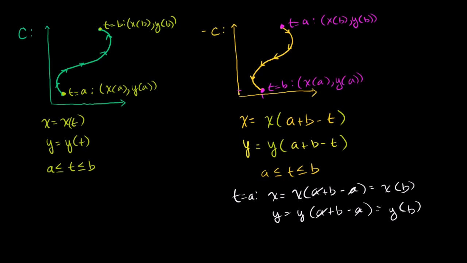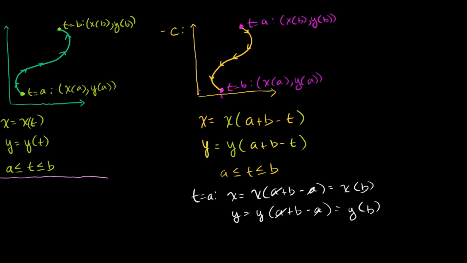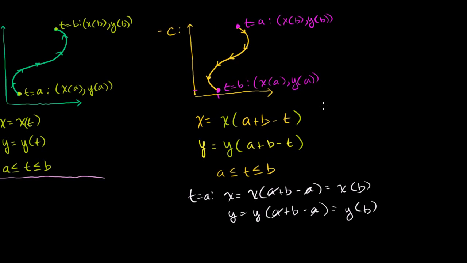And then we could do the exact same thing when t is equal to b. I'll do it over here because I don't want to lose this. Let me just draw a line here. I'm still dealing with this parameterization. Actually, let me scroll over to the right just so that I don't get confused. So when t is equal to b, what does x equal? X is equal to x of a plus b minus b. So that's equal to x of a. And then when t is equal to b, y is equal to y of a plus b minus b, and of course, that's going to be equal to y of a.